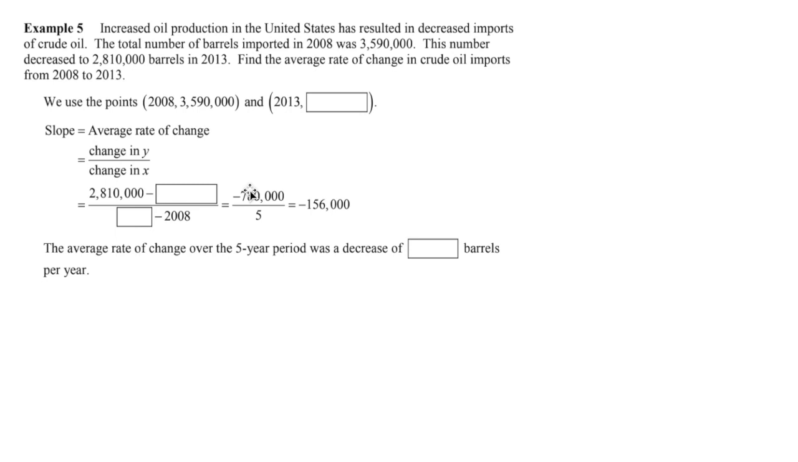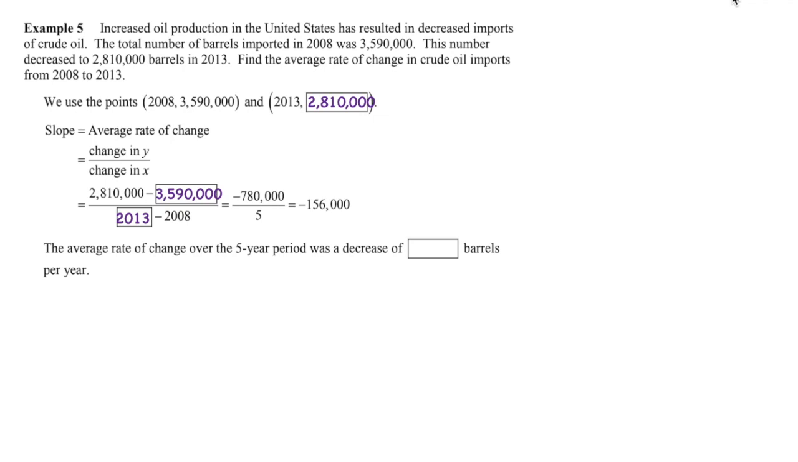We will use the points 2008, which corresponded to 3,590,000 barrels, and 2013, which relates to 2,810,000. Let's go ahead and find the average rate of change by finding our change in y over the change in x. 2,810,000 subtract 3,590,000 over 2013 minus 2008 gives us negative 780,000 over 5.